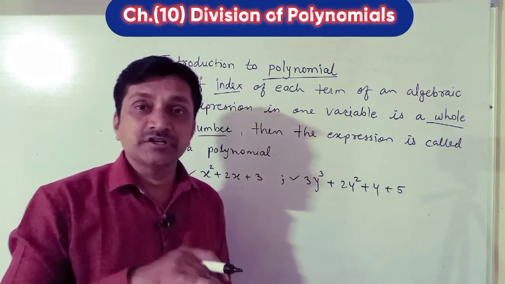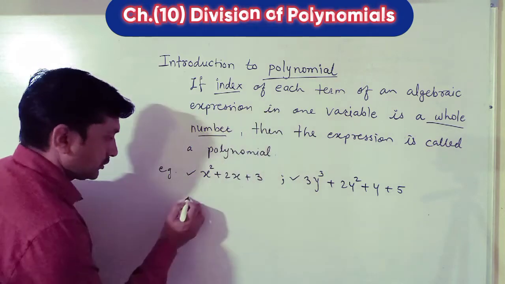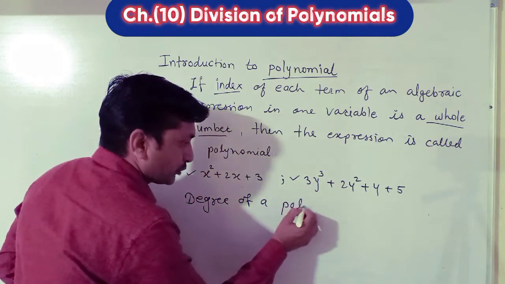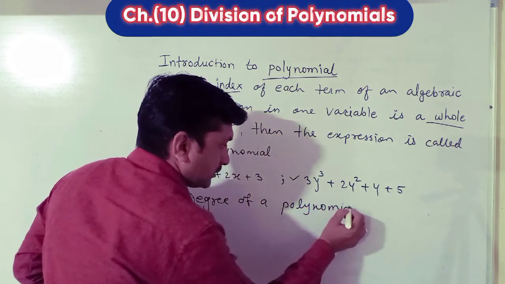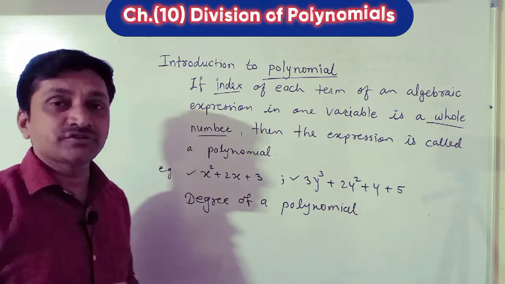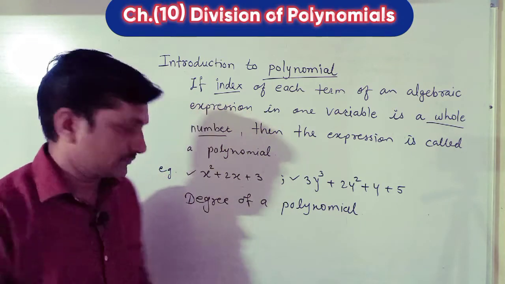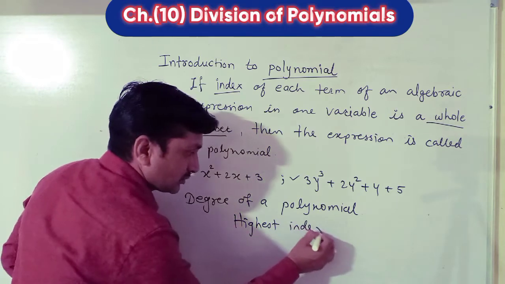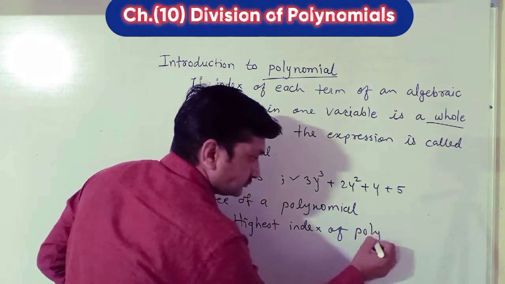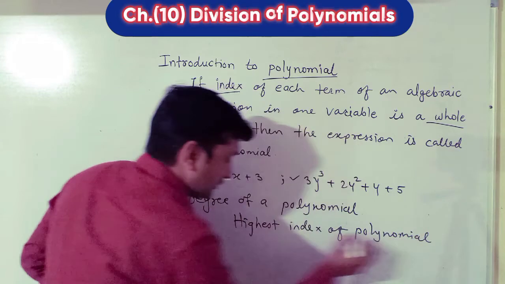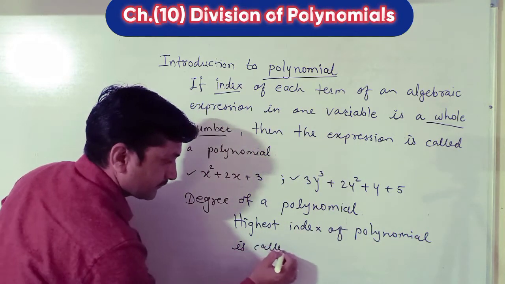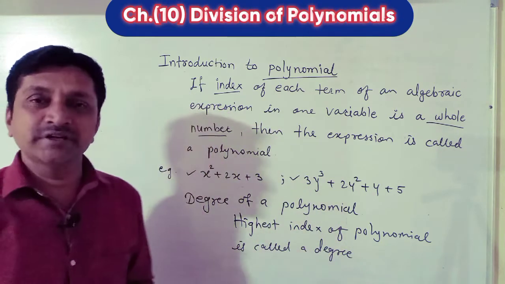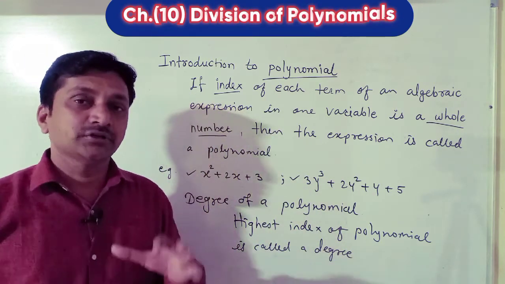Now the next point is degree of polynomial. Degree, it is very easy. Now here only I explain. What is degree? Highest index. Definition: the highest index of a polynomial is called its degree. Means you see all of the indices and whichever number is highest, that is called degree.